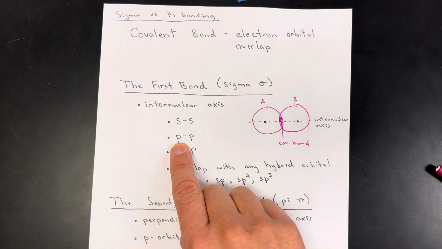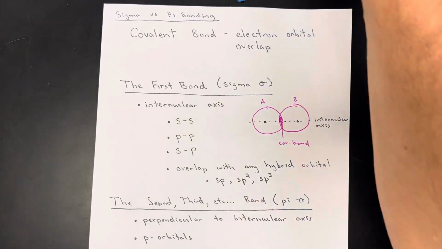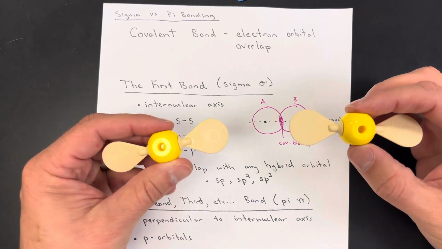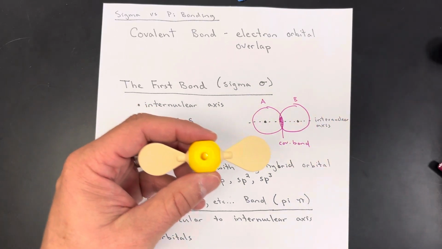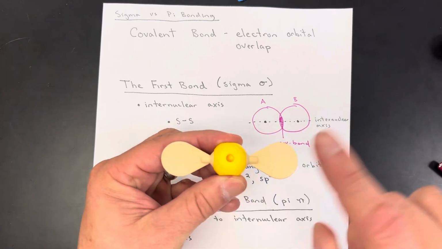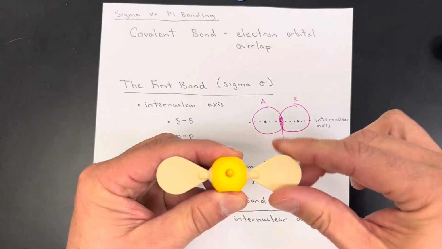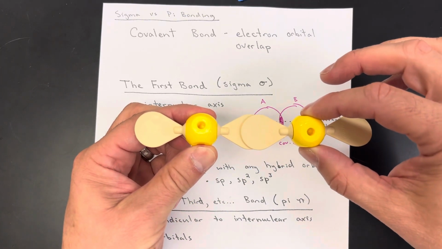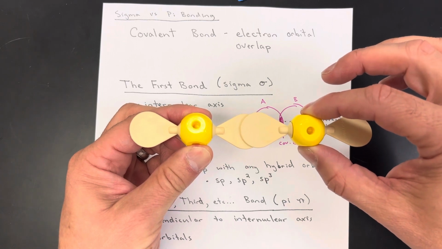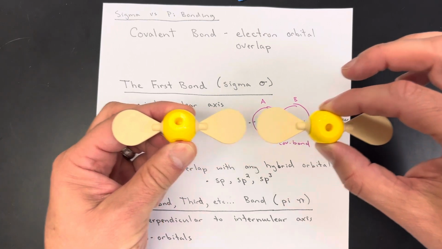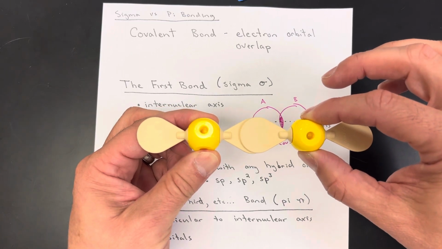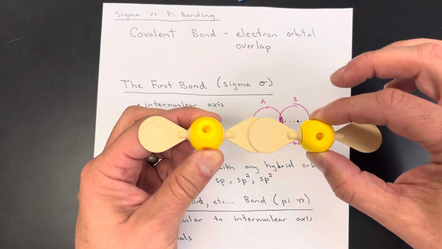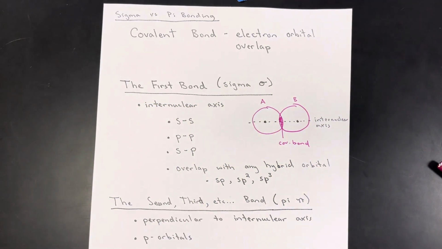Well, I could also have p orbitals that overlap on the internuclear axis, okay? So I have these models here to try to show kind of like what a p orbital would look like. Remember, a p orbital has two lobes, okay? So these little plastic pieces here are supposed to be like the p orbitals. And if they come together, they could overlap, okay? And that overlap is actually the covalent bond. And that would be occurring on the internuclear axis. So the first bond is always on the internuclear axis, okay? And since it's on the internuclear axis, we call that a sigma bond.